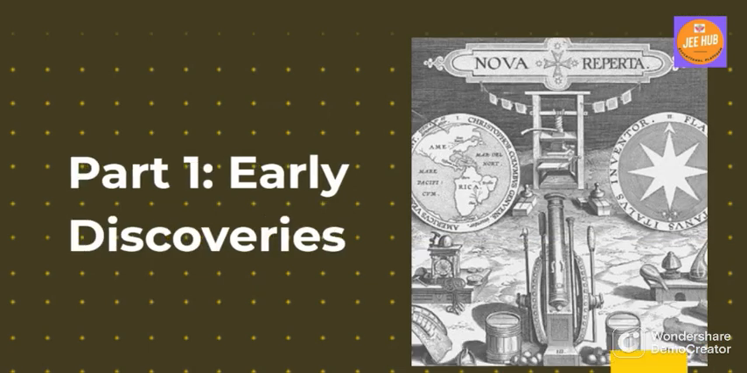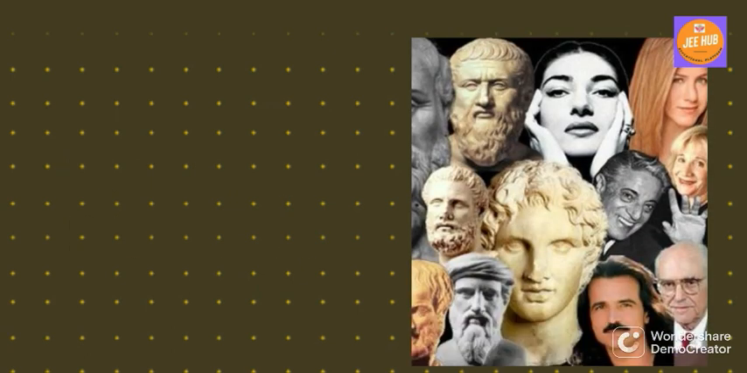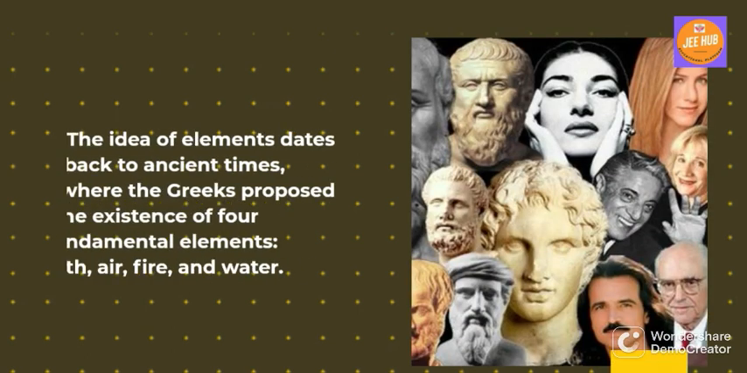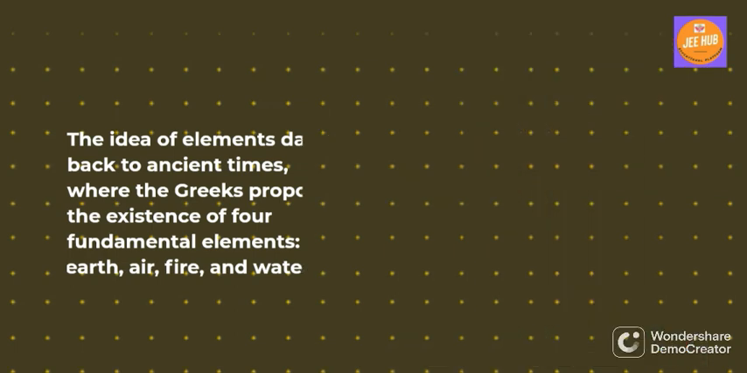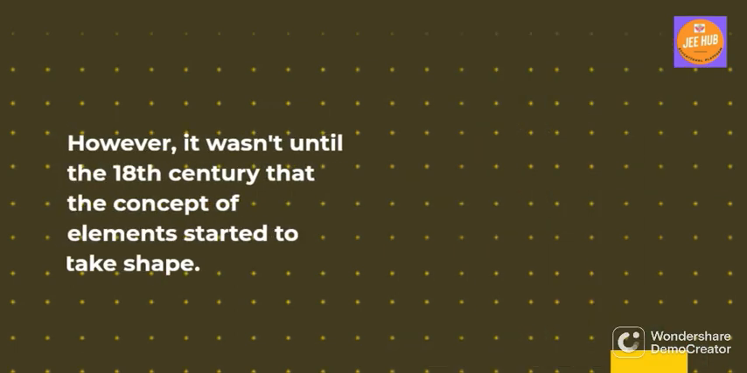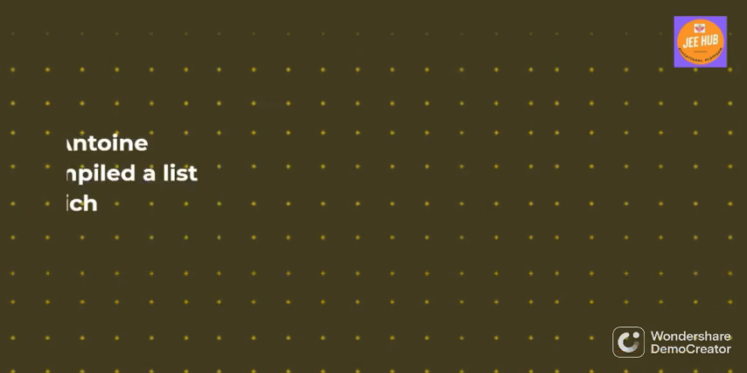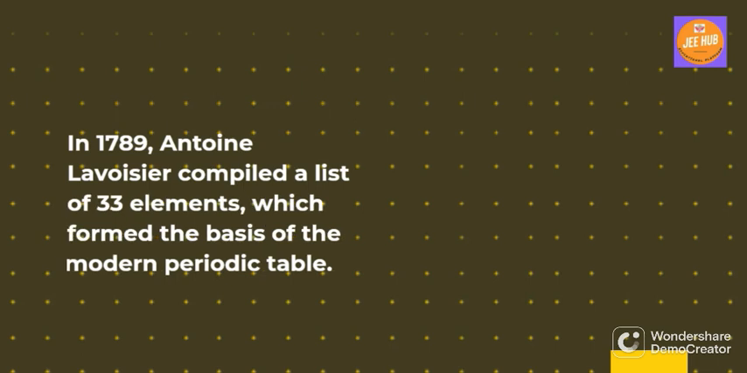Part 1: Early discoveries. The idea of elements dates back to ancient times, where the Greeks proposed the existence of four fundamental elements: earth, air, fire, and water. However, it wasn't until the 18th century that the concept of elements started to take shape. In 1789, Antoine Lavoisier compiled a list of 33 elements, which form the basis of the modern periodic table.